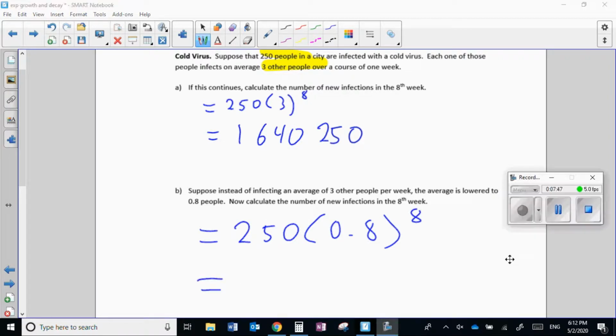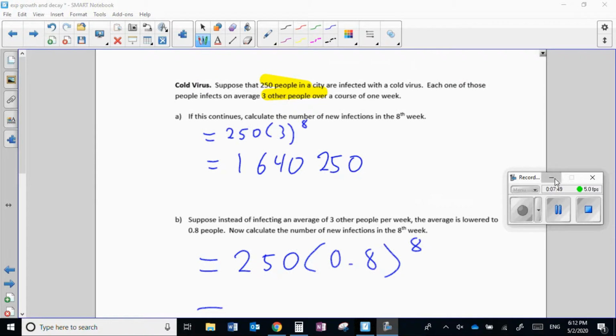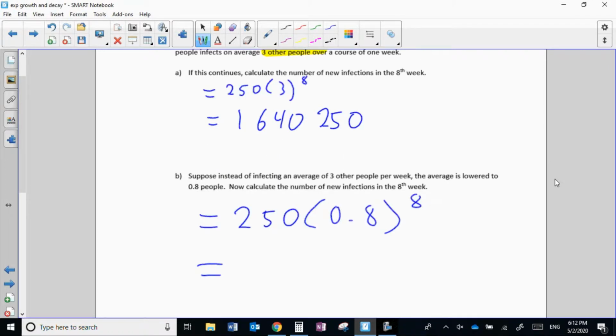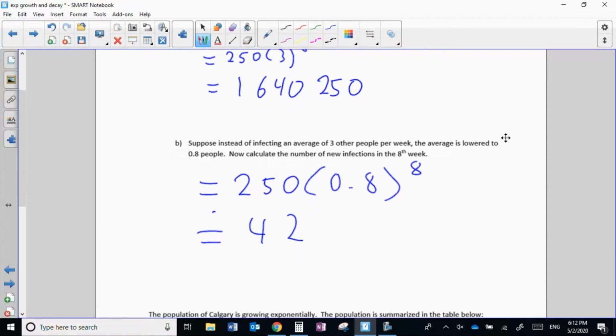Let's take a look. If you put that in your calculator, you'll get an answer of about 42. So only 42 people being infected with the cold virus that week, as opposed to 1.6 million. So I think that the goal of this is to kind of explain social isolation and the reason that we're in the situation we're in right now, and this kind of being the goal. Okay, one last problem to look at with you.